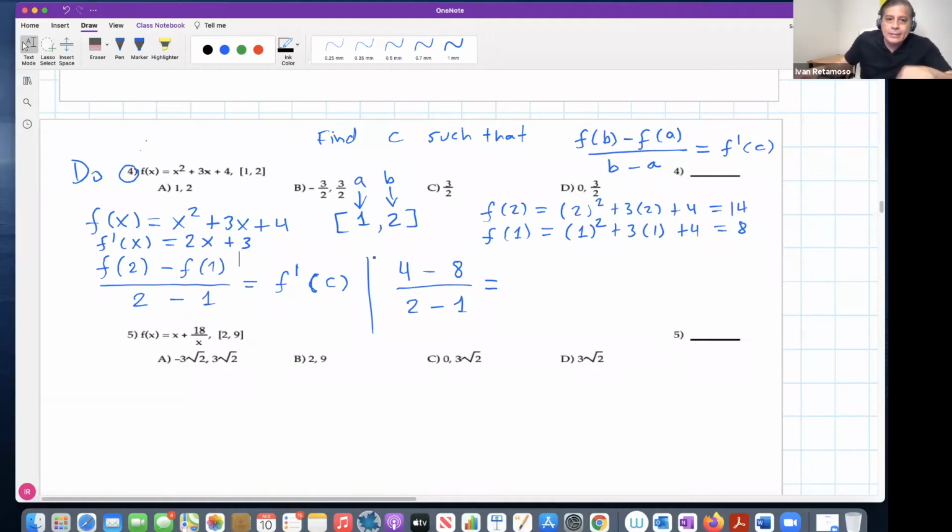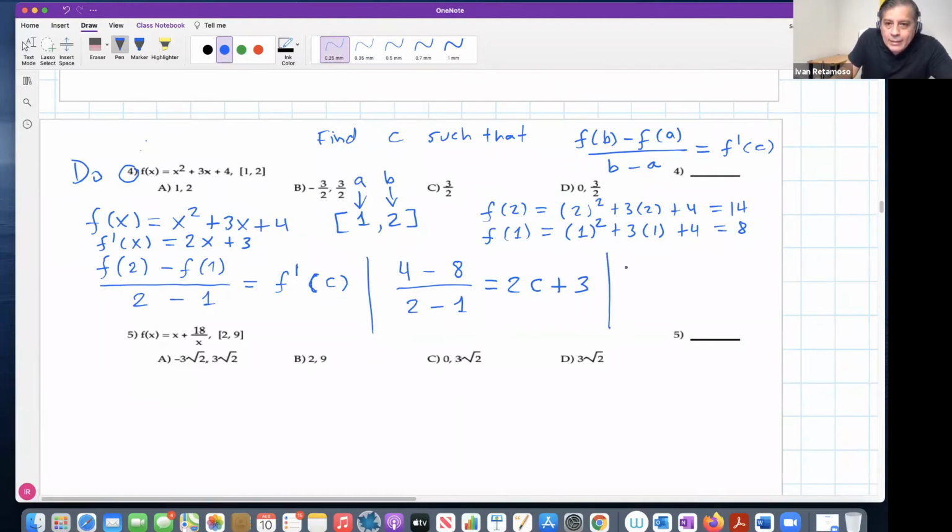All right, great, 2x plus 3. Now, the issue is that we have this derivative in terms of x, but we want the derivative evaluated at c. So it's going to be 2 times c plus 3, right? I substitute c instead of x. Great. This is the equation that I have to solve to find c.